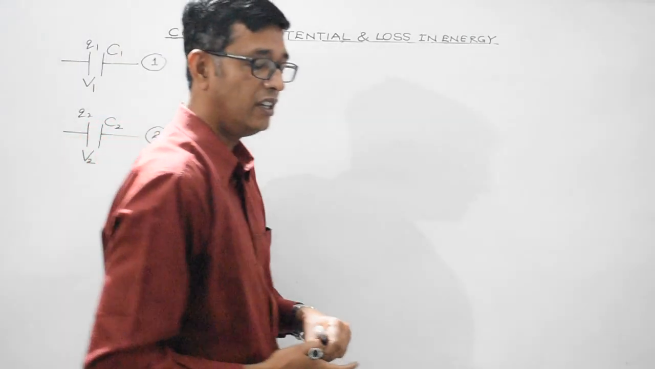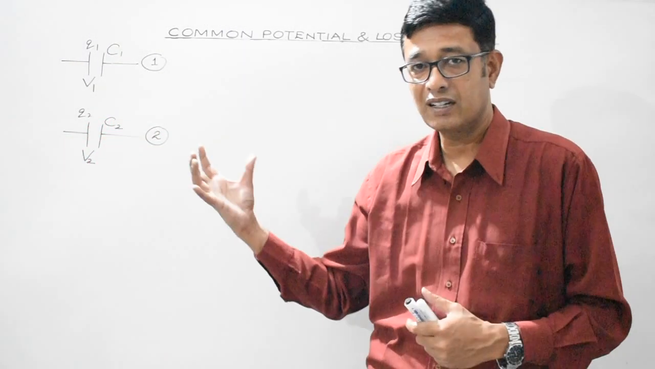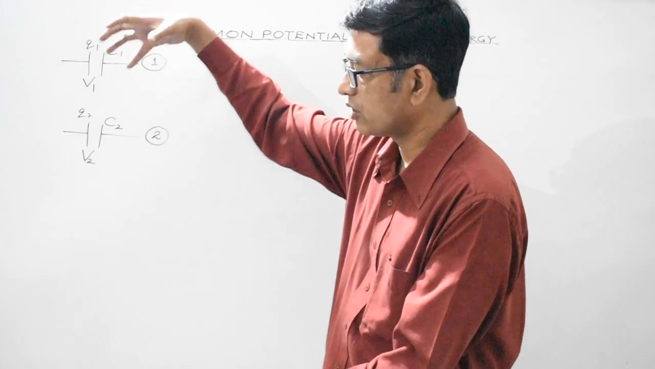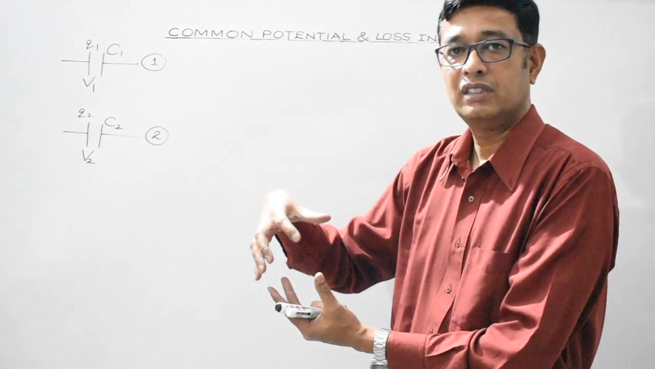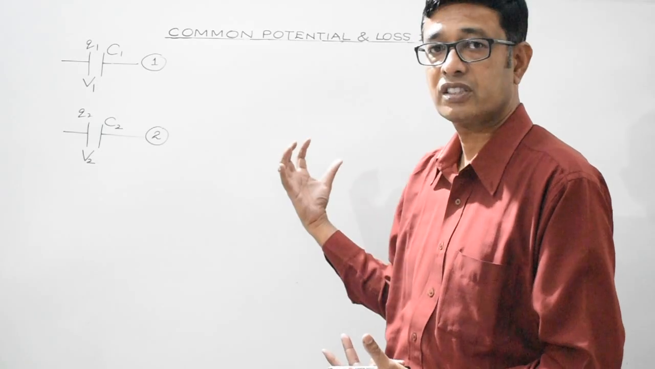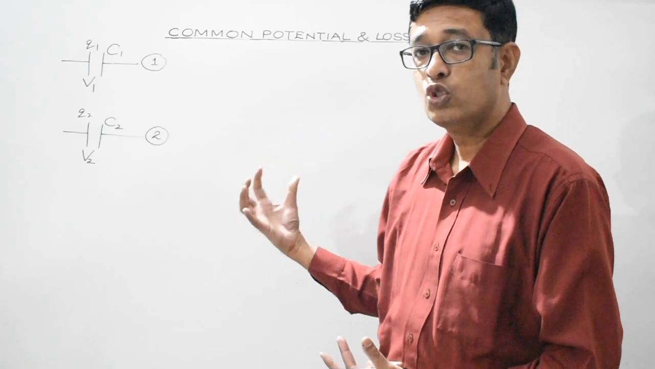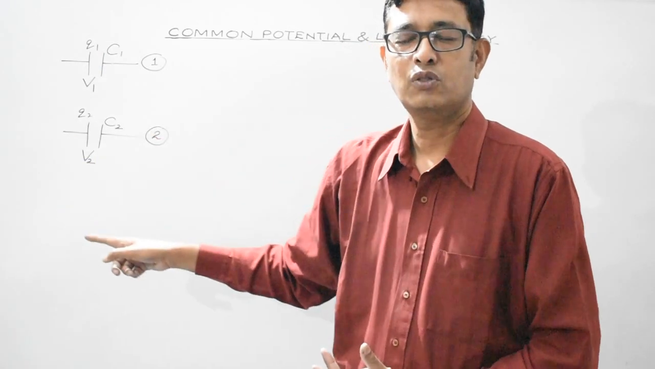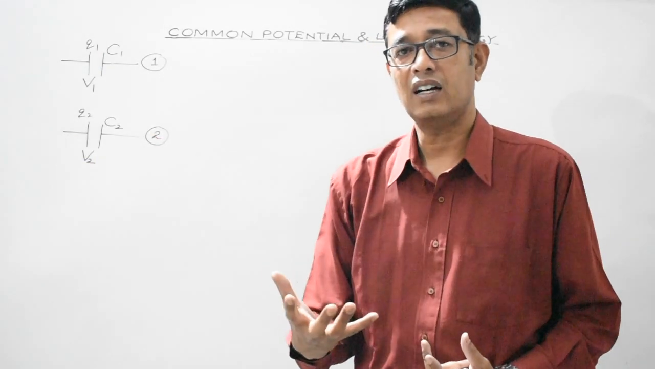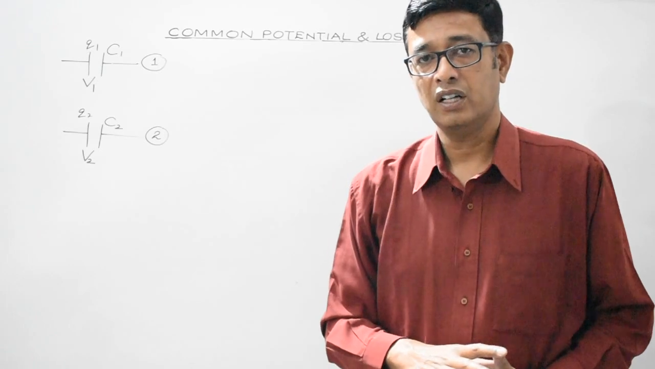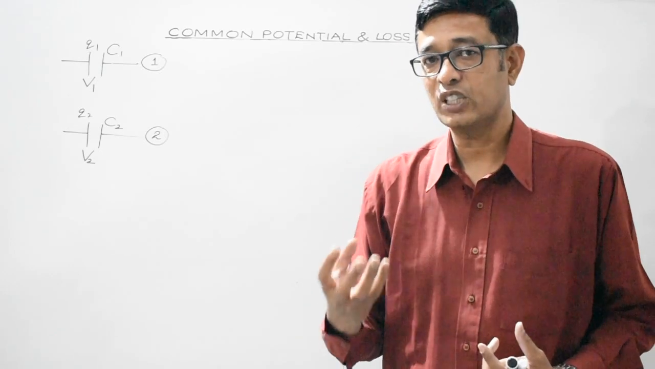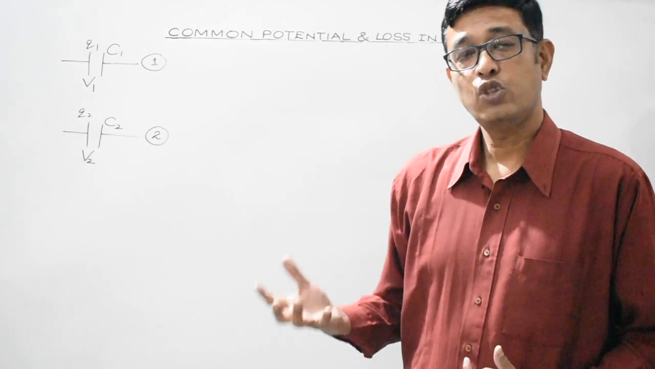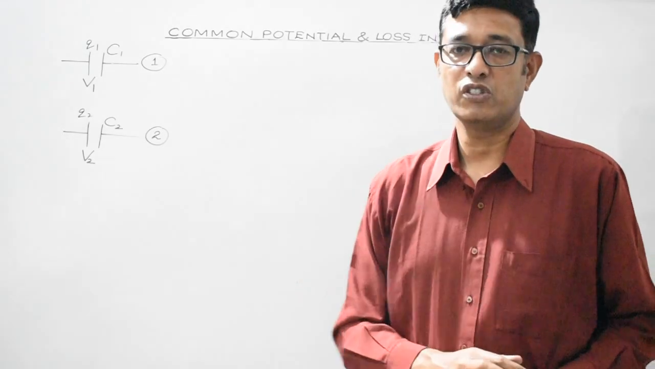Now what we intend to do in this particular article is that we need to prove that when these two capacitors are connected together, then the final energy of the system is found to be less than the initial energy of this system. So we'll discuss why there occurs a loss in energy, and then we certainly are going to find the expression for that loss in energy. And before that, we need to find out the expression for the common potential.